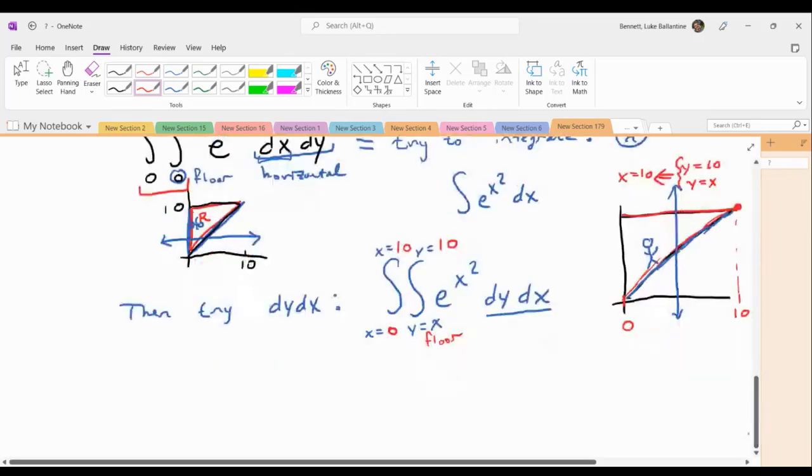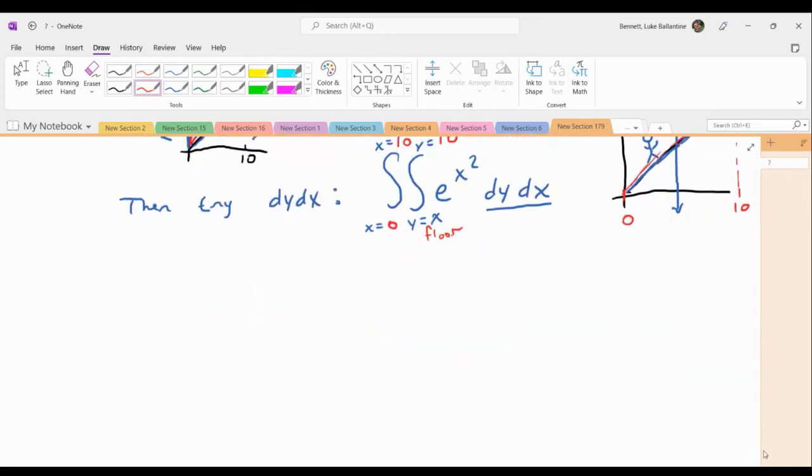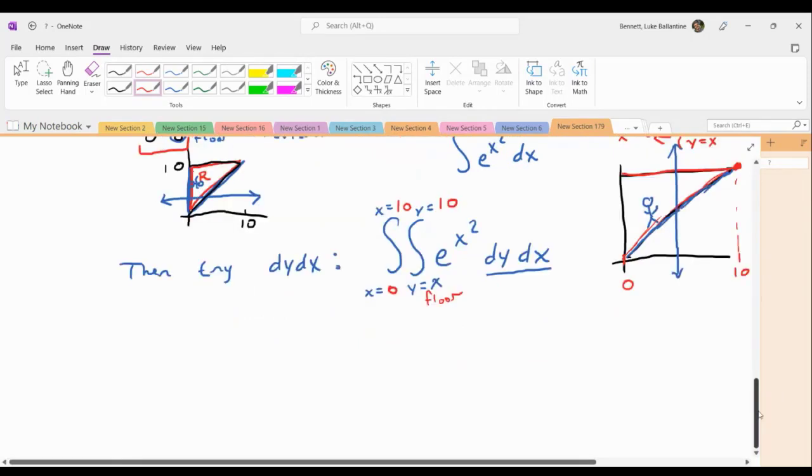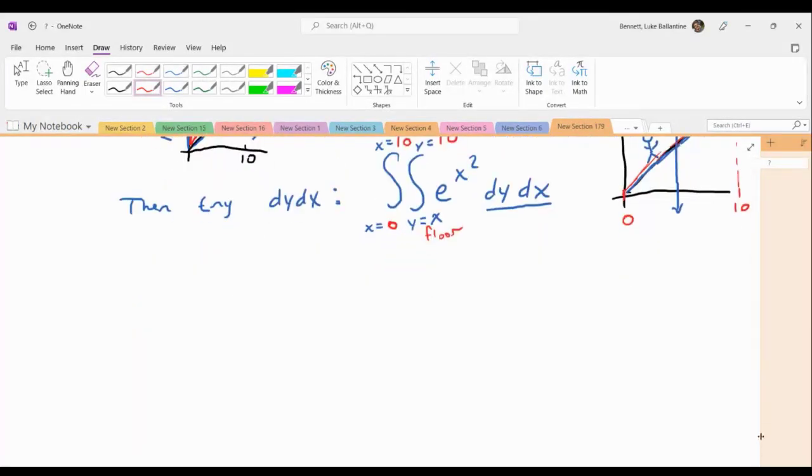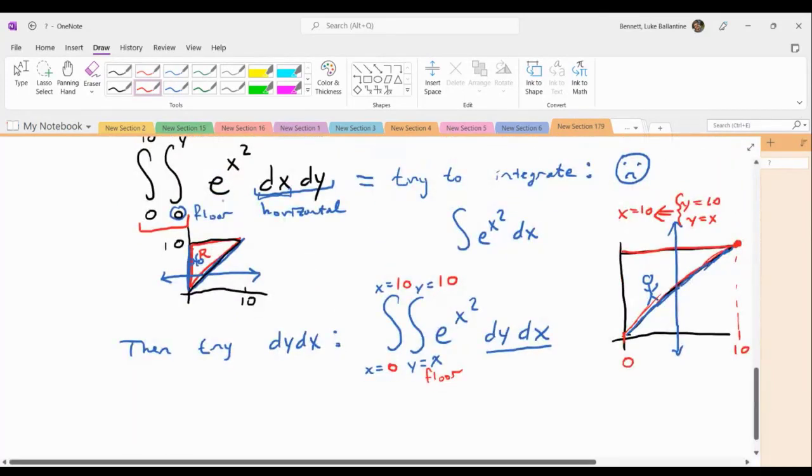And now the good thing is, we can integrate this inner one like magic. We couldn't do it before. But now this is super simple. Why is this super simple?